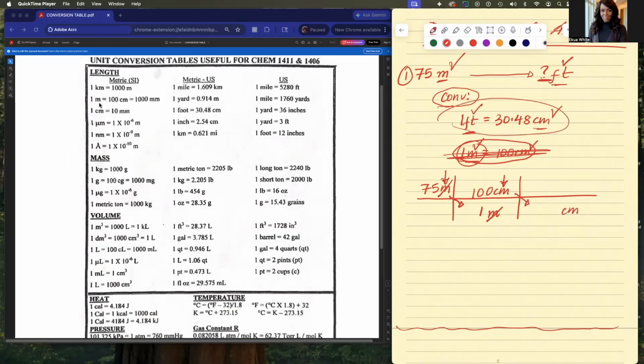This is my last conversion right here. The centimeter portion has to go on the bottom. So the number 30.48 centimeters goes with 1 foot. Essentially, I have used this conversion here.